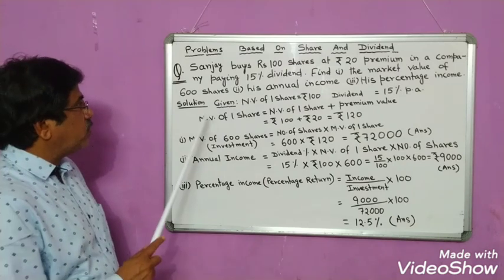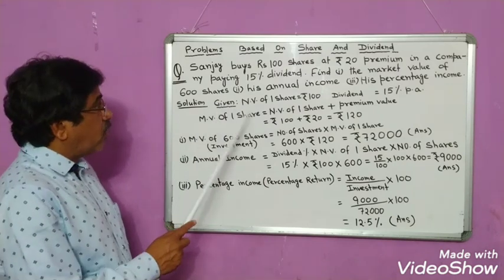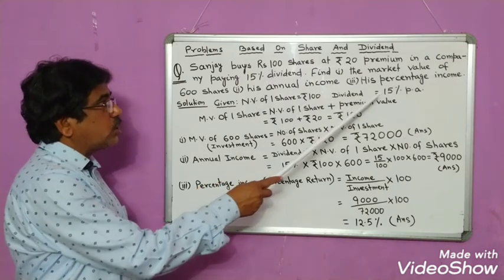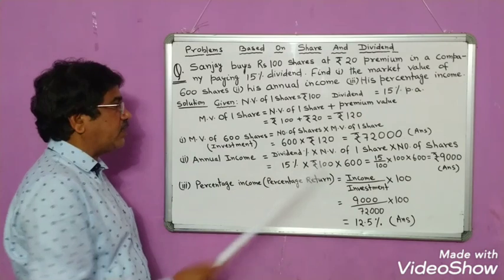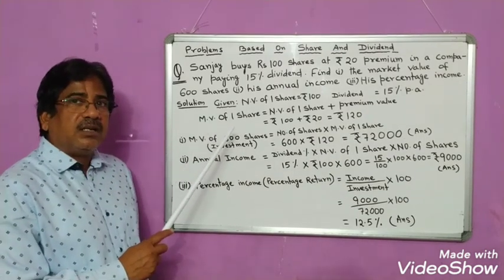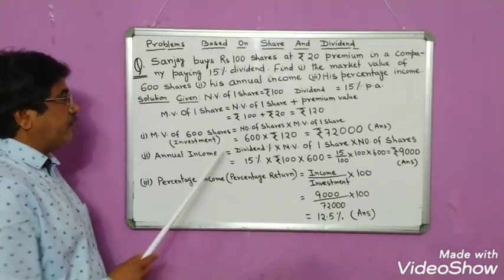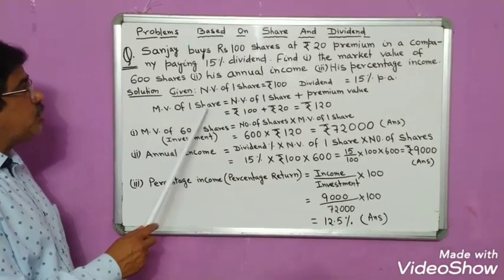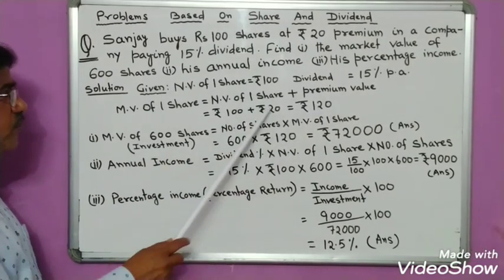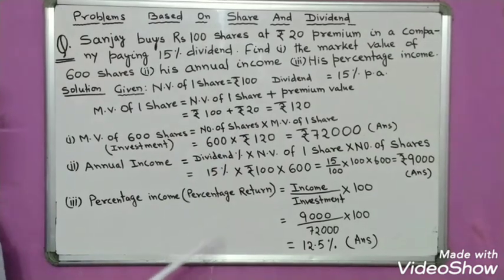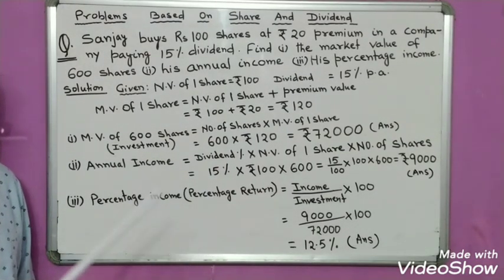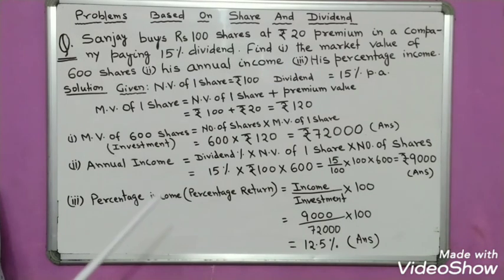First of all, we will note down the given things. The nominal value of one share is rupees 100, it is already given in the question. Dividend percent is also mentioned in the question, that is 15% per annum. Since the share is available in the market at a premium of rupees 20, the market value of one share will now become nominal value of one share plus premium value. Together, if you add these two values, it will become 120. It means Sanjay is going to purchase each share from the market by paying 120 rupees.